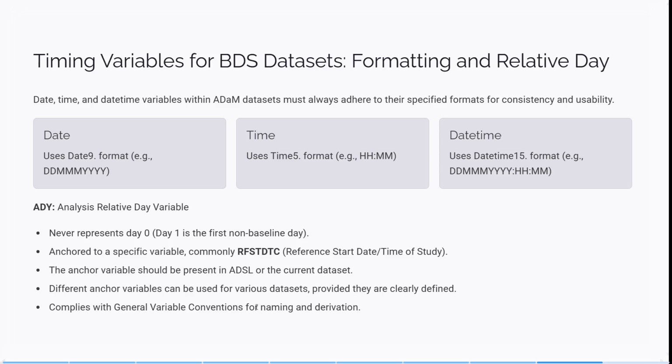Okay, so this compiles the general variable conventions for naming and derivations. It is helpful when you're calculating the duration of the study. So we always take the reference from the reference start date. It should not have any zero value, so it should always be plus 1.